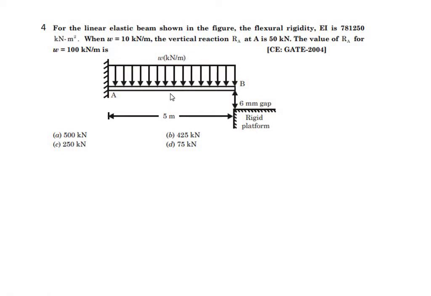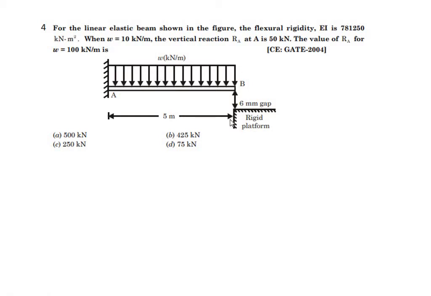Initially, when they are applying a load of 10 kilonewton per meter, the reaction at the fixed support A is 50 kilonewton. Now the load is increased from 10 to 100 kilonewton per meter. So what is the reaction here? The load has increased by 10 times, but what may be the reaction? That is the question asked here.